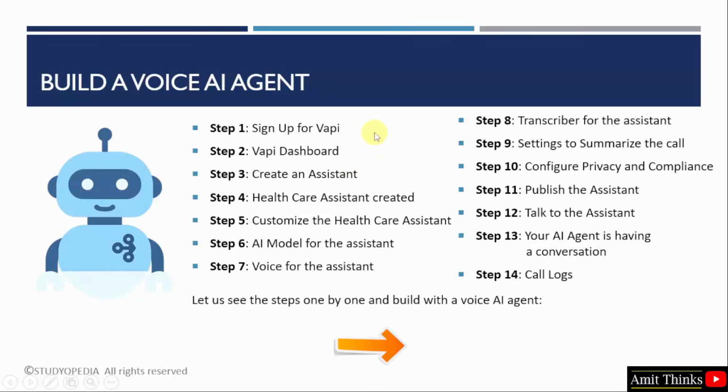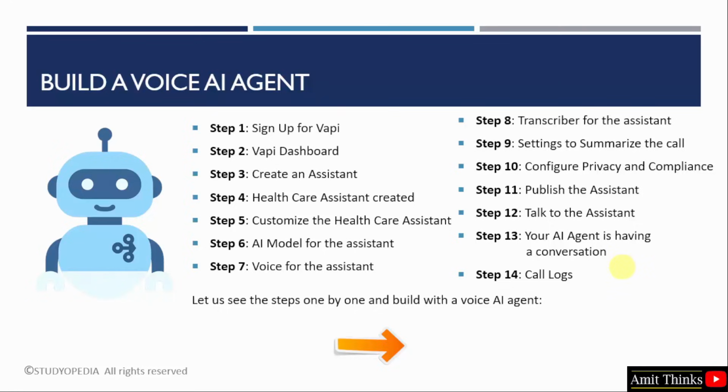First, we will sign up for Vapi and reach the dashboard. After that, we will create an assistant that will be our healthcare assistant. Since we want a customized agent, we will customize our healthcare assistant. We will also see which AI model we can use for the assistant as well as the voice. We will also set the transcriber for the assistant, as well as add an option to summarize the call after the call ends. Configure the privacy and compliance settings.